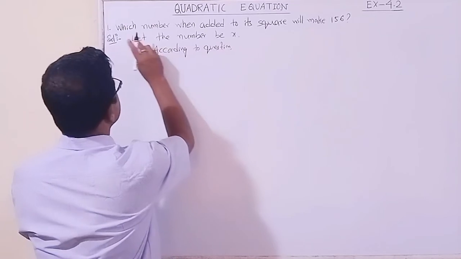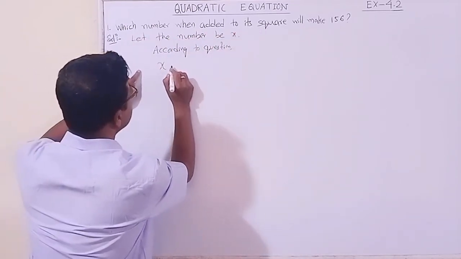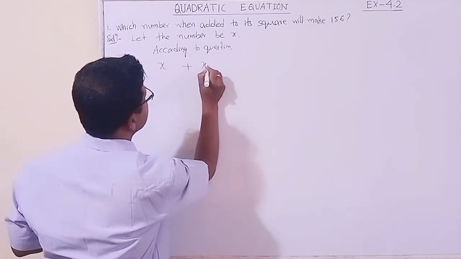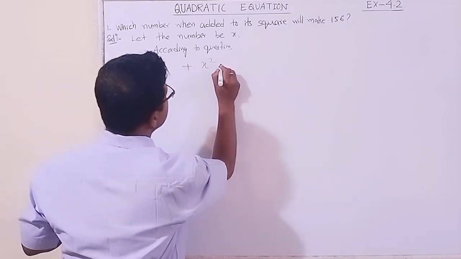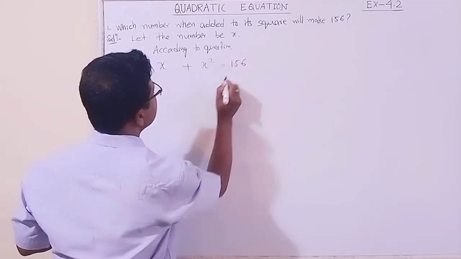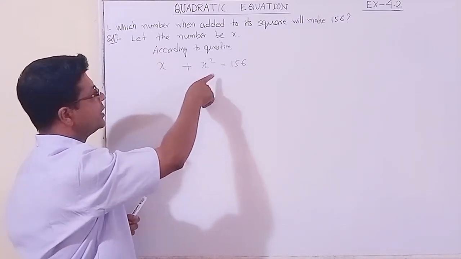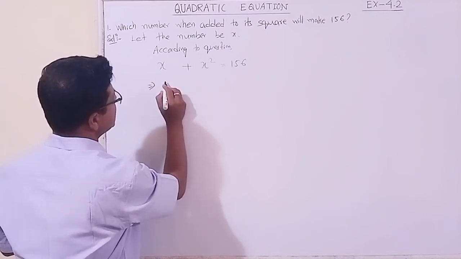According to question, what is it? Which number when added to its square? There is a number, and if this number is added to its square, what is the square of x? x square. A number and its square, their addition is how much? 156. This is a very easy equation, isn't it? A number and its square, their sum is 156. Now let us solve it in the usual form.